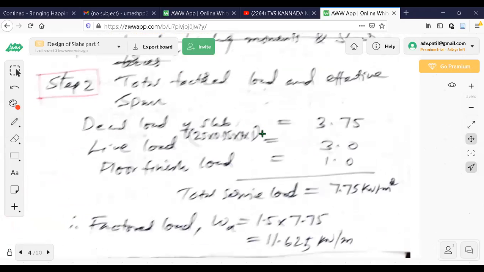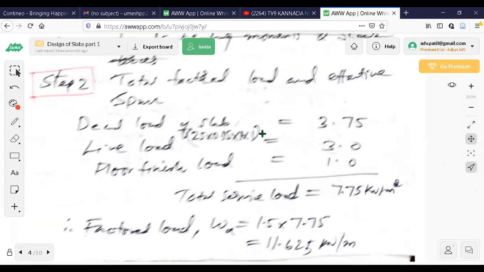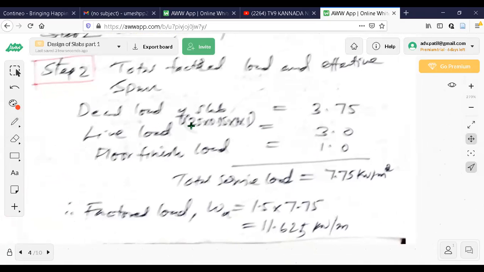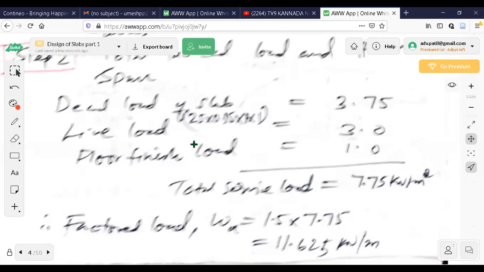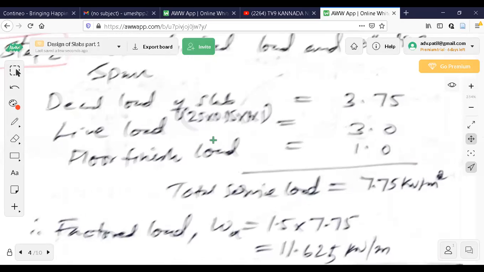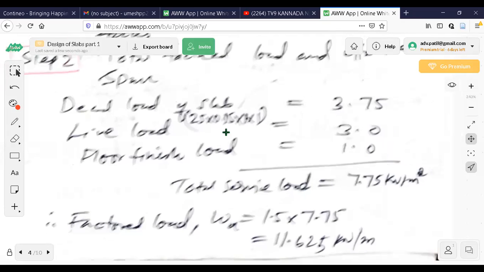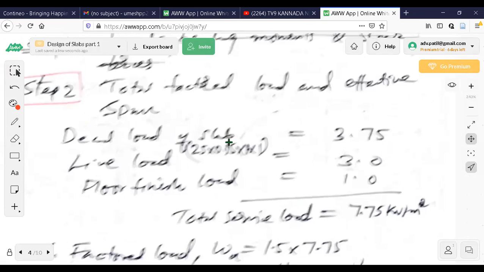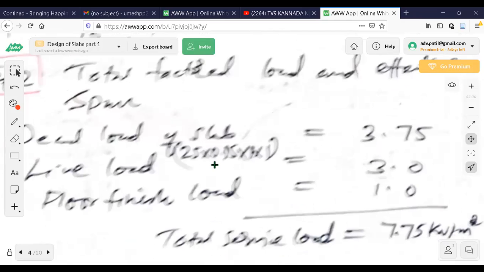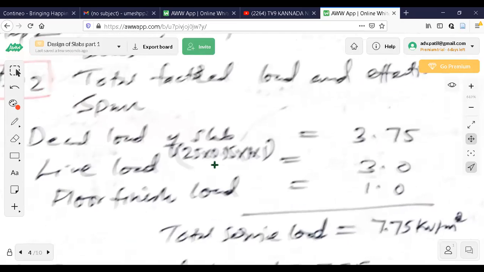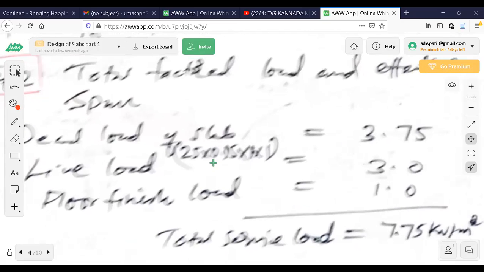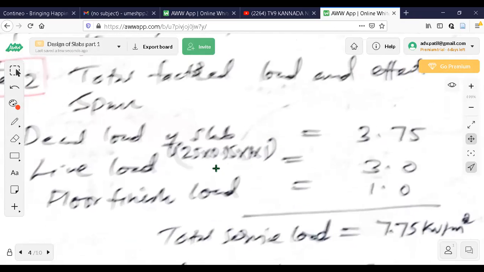Next, the total factored load and effective span. As I told you, step 2 is factored load. Observe this: dead load. How is dead load calculated? Dead load means density into volume. Thickness is 150, so 0.15 into 1 into 1 into 25, which is 3.75.